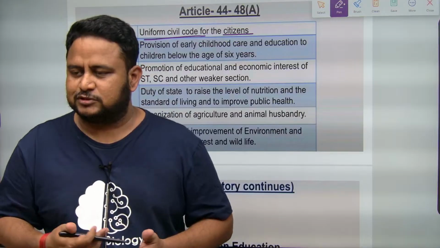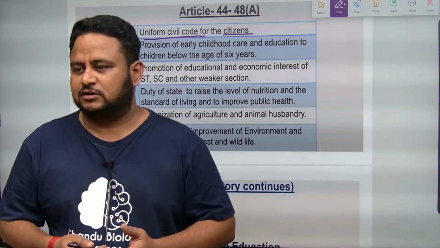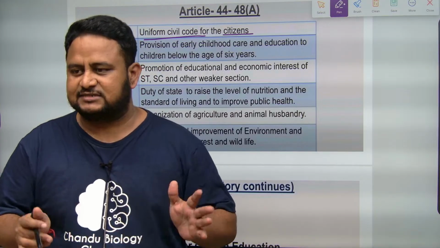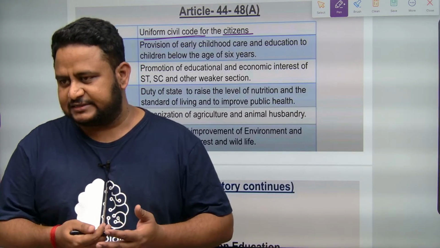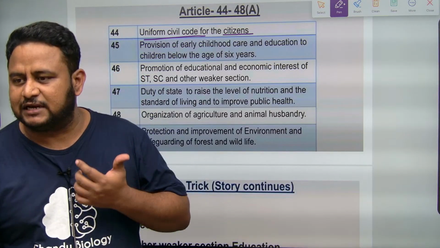Suppose when you are going to school, you are given a uniform. That means you are all wearing almost exactly the same type of clothes, the same color dress. That is the meaning of uniform. Similarly, what does uniform civil code mean?